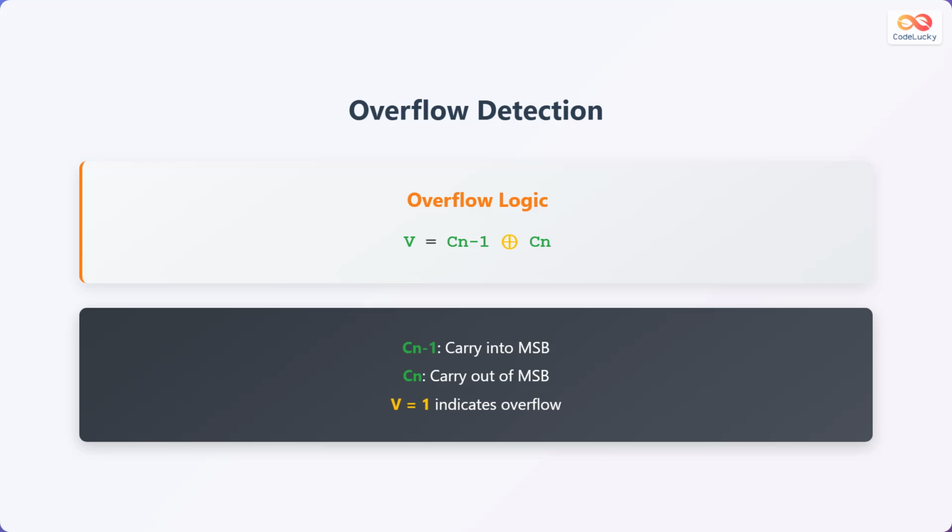Overflow occurs when the result of an addition or subtraction is too large to be represented with the available number of bits. The overflow logic is defined as V equals Cn minus 1 XOR Cn, where Cn minus 1 is the carry into the most significant bit, or MSB, and Cn is the carry out of the MSB. If V equals 1, it indicates overflow.